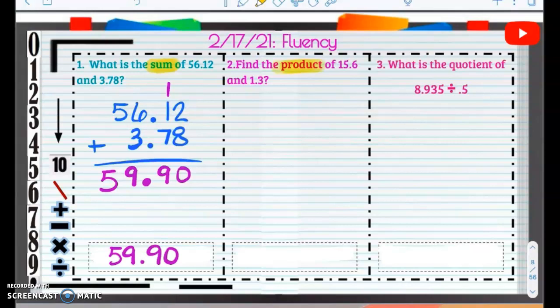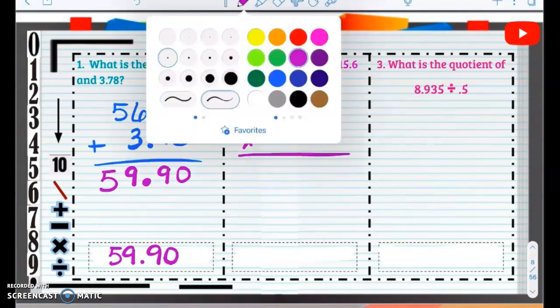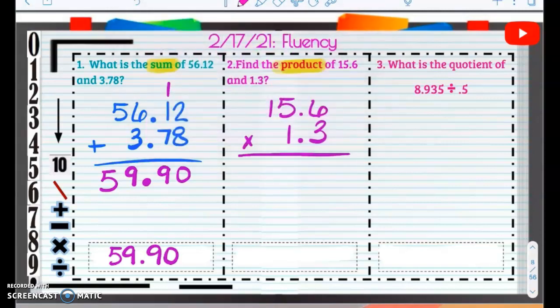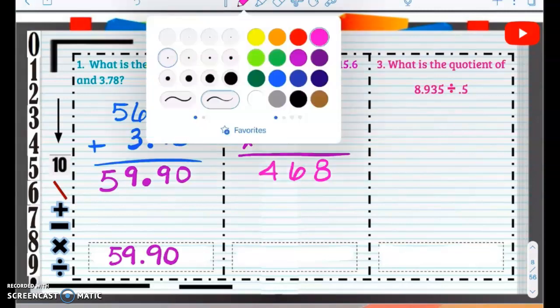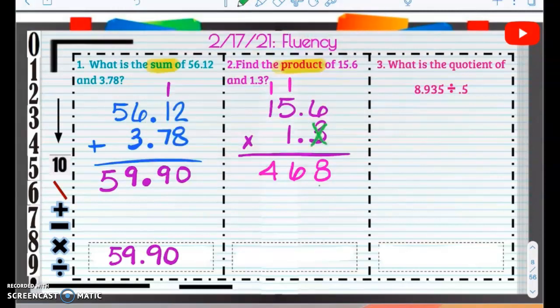Next one, find the product. That means we're going to multiply. Do I have to line them up? No, I don't. 15 and 6 tenths times 1 and 3 tenths. In this case, they are lined up, but they do not have to be. 3 times 6 is going to be 18. 3 times 5 is 15, plus 1 is 16. 3 times 1 is 3, plus 1 is 4. We are done with that 3. We're going to put a placeholder 0.